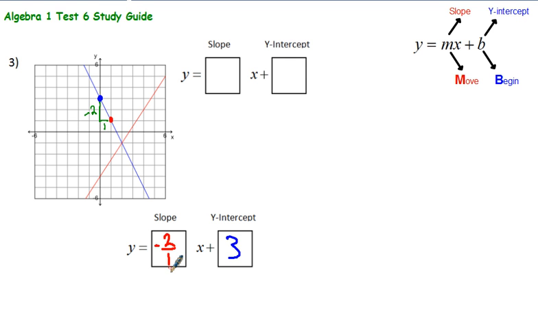Now let's look at the other line. Again, starting with the y-intercept. Looks like it's at -1, -2, -3, -4. So that would be a y-intercept of -4.